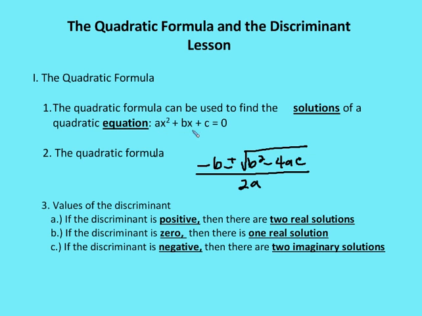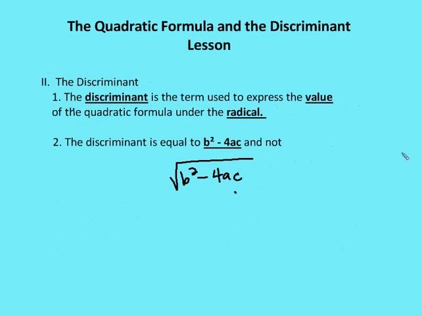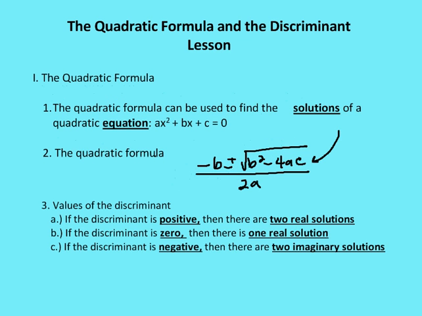All right, let's talk about what the discriminant is. The discriminant is the value underneath the radical. So I'm going to move on to another slide and talk about the discriminant first and then come back. The discriminant is a term used to express the value under the radical in the quadratic formula. The discriminant is equal to b squared minus 4ac, and it's not the square root of b squared minus 4ac. So if I ask you to find the discriminant, b squared minus 4ac, it's a portion of the quadratic formula. Now the discriminant will tell us a lot of things.